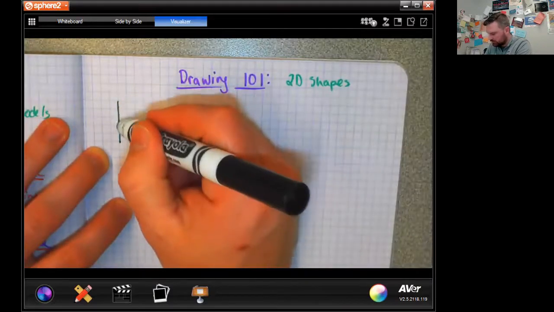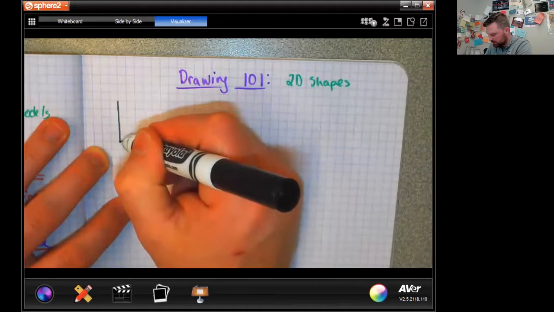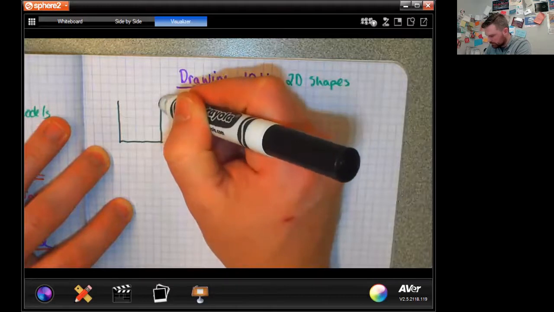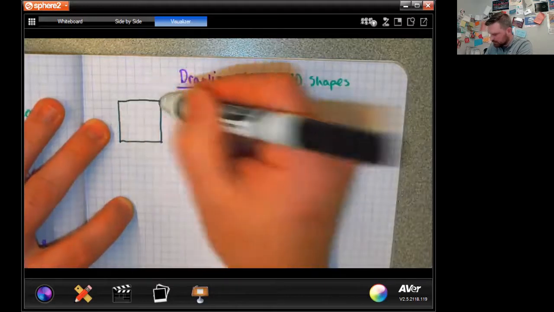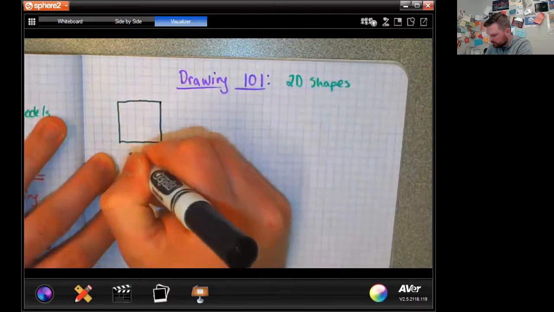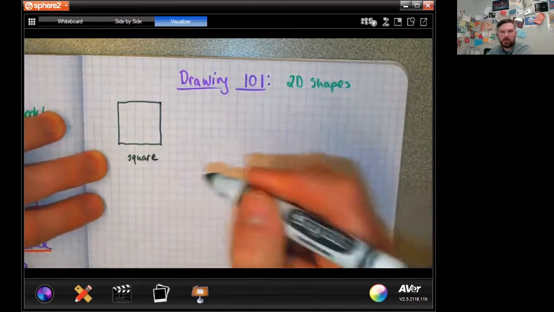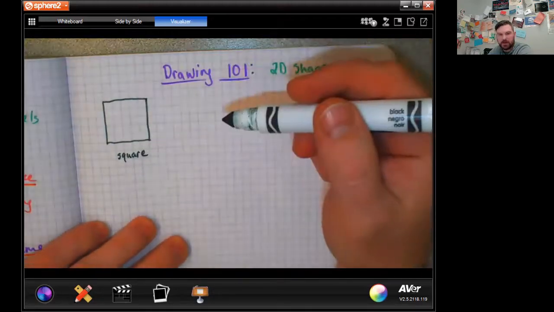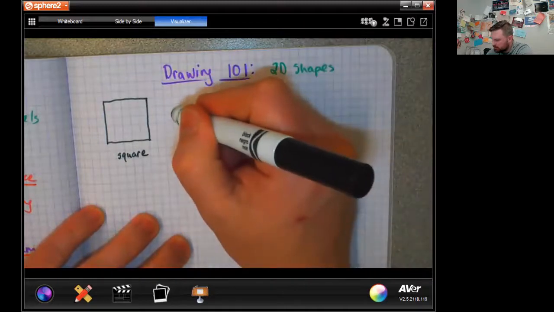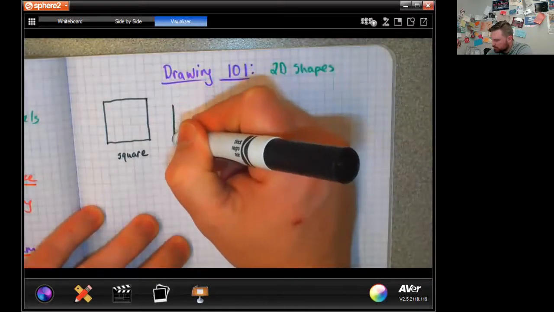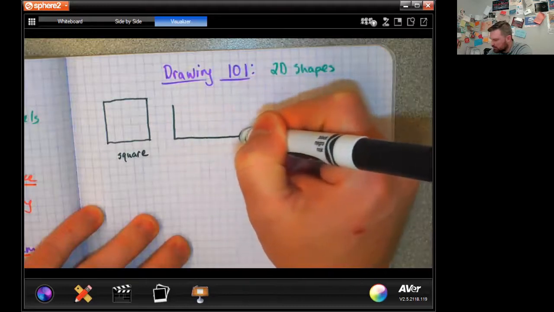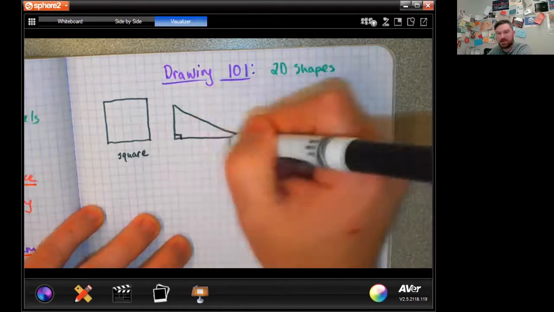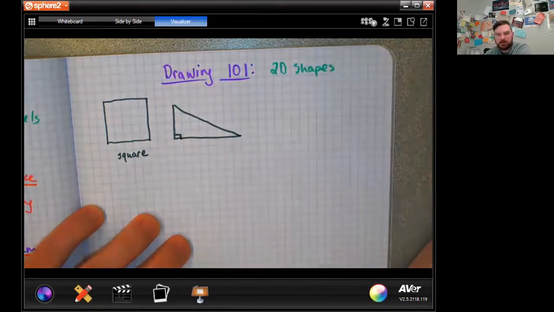So we have a square. 1, 2, 3, 4, 5. I went 5 down, so we're going to go 5 across. Okay, so we have our square. We don't have to label them all, but the next one we're going to do is a right triangle, and it doesn't really matter what kind of triangle it is other than right. And remember, all sides have to be segmented. Okay, so there's our right triangle.